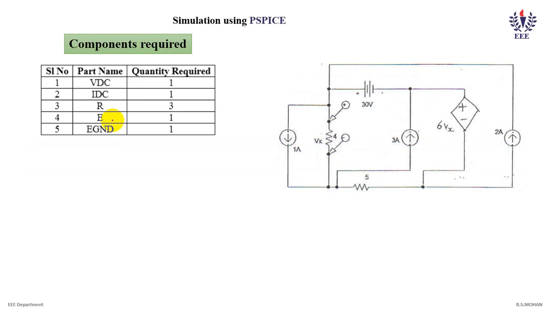These are the components. We require one VDC, we require 3 current sources, 1 amp, 3 amp and 2 amp. We require 2 passive elements, 4 ohm and 5 ohm. We require 1 ground point and we require 1 dependent source, and that dependent source is known as E. This E is a part name for the dependent source, and this is actually a voltage dependent voltage source.